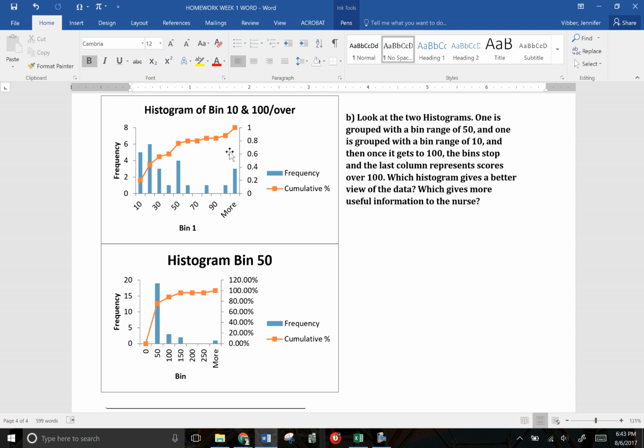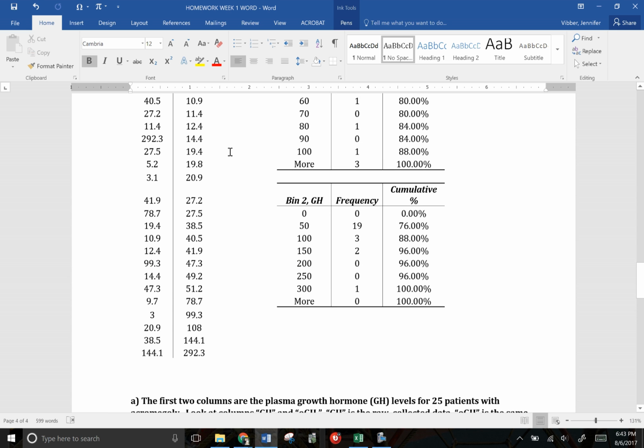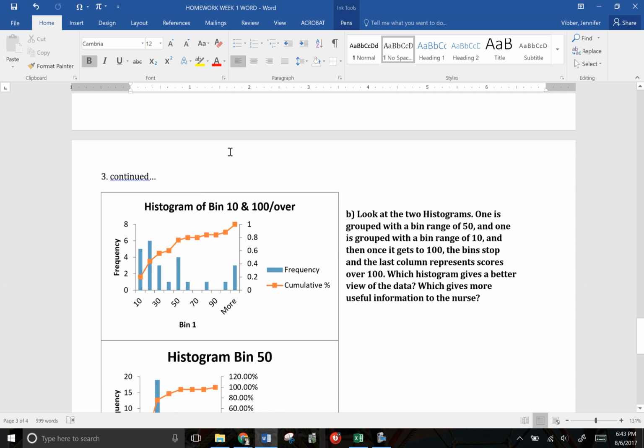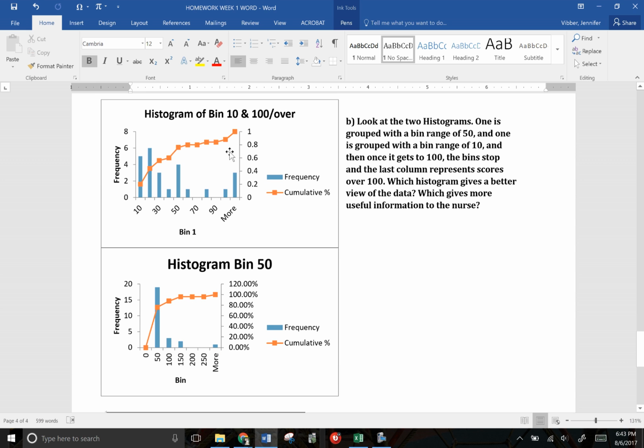Do I want lots of information? Well, in that case, I should just look at the raw data. But that takes me a long time to look at. So we use histograms to group that data and give me a bigger picture. Now, I don't know anything about plasma growth hormone. Maybe an increasing change of 10 units is meaningless, yet an increase in 50 units is meaningful. I don't know. Okay? So those are the kind of things you're weighing. So basically, I'm asking you, which of these do you like more as a nurse, knowing that this is the plasma growth hormone, and why?